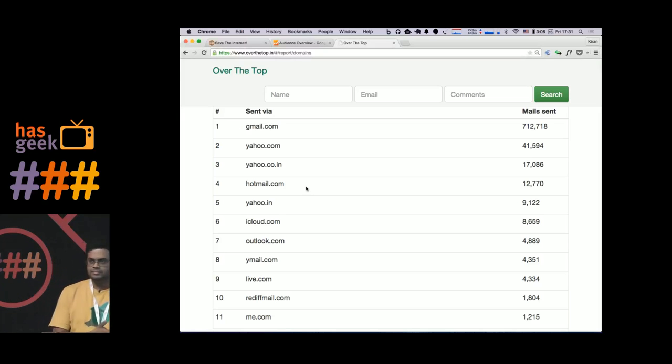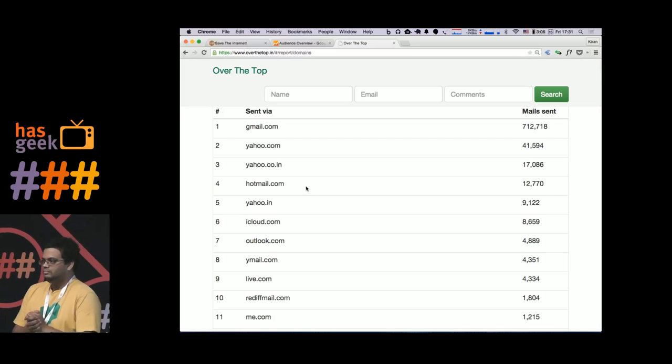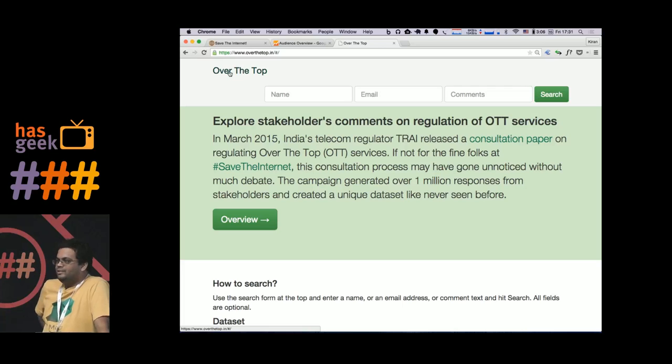What percentage of the mails that Rai got came from your campaign? Do you have any insight from this website? The problem is that the Rai website is not stable. But since Over the Top already has the whole database, they have less than what we have. They only have 800,000 emails. We have 1.05 million.